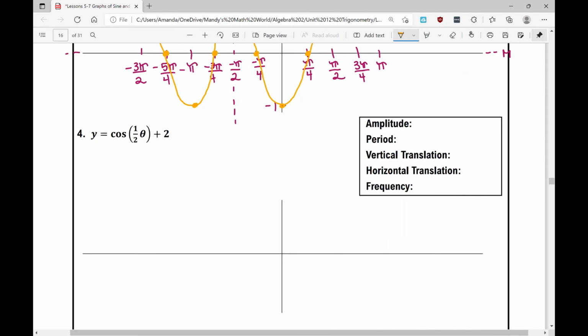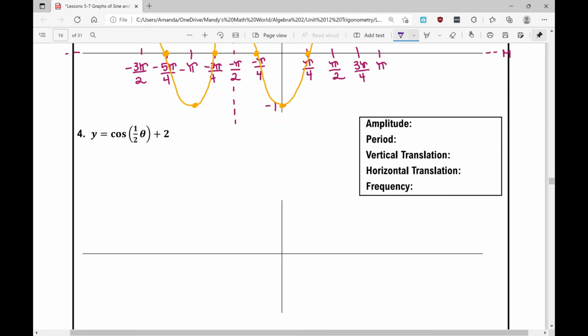And sometimes you might see this 1/2 in this particular equation, inside the parentheses or outside the parentheses. It's going to do the same thing. It's still the frequency. Okay, so y equals cosine 1/2 theta plus 2.